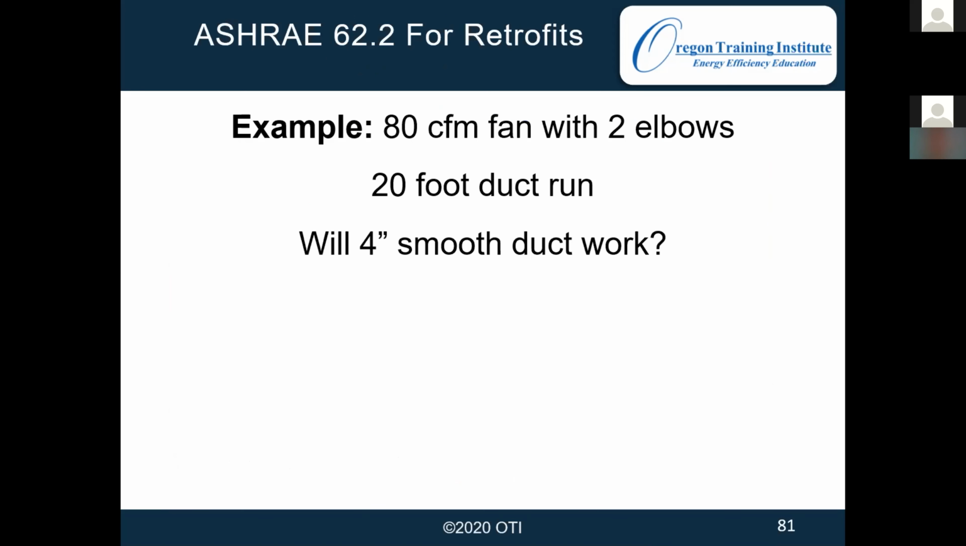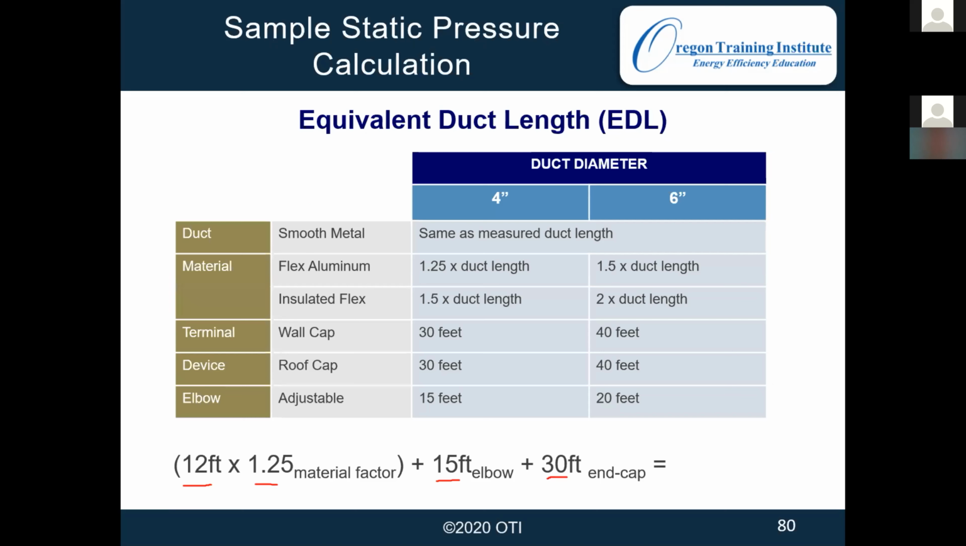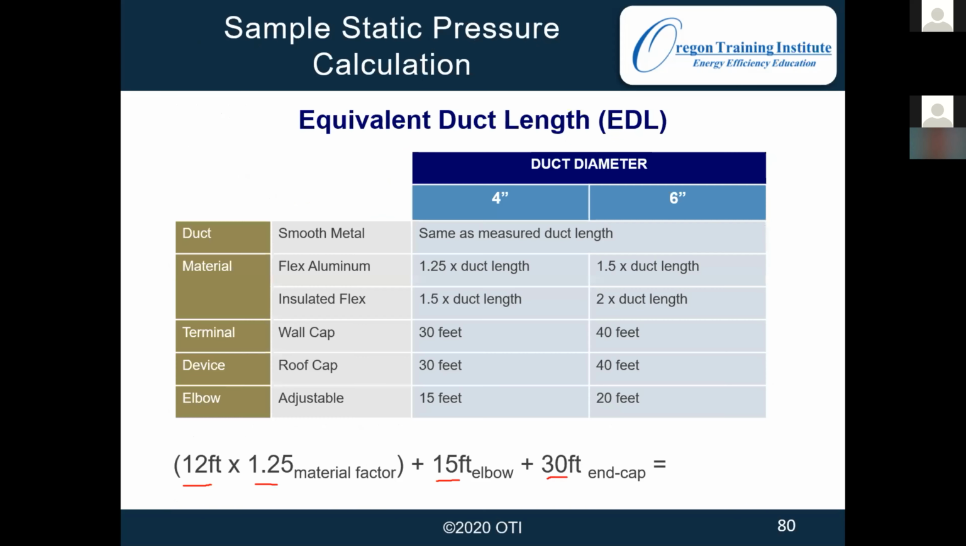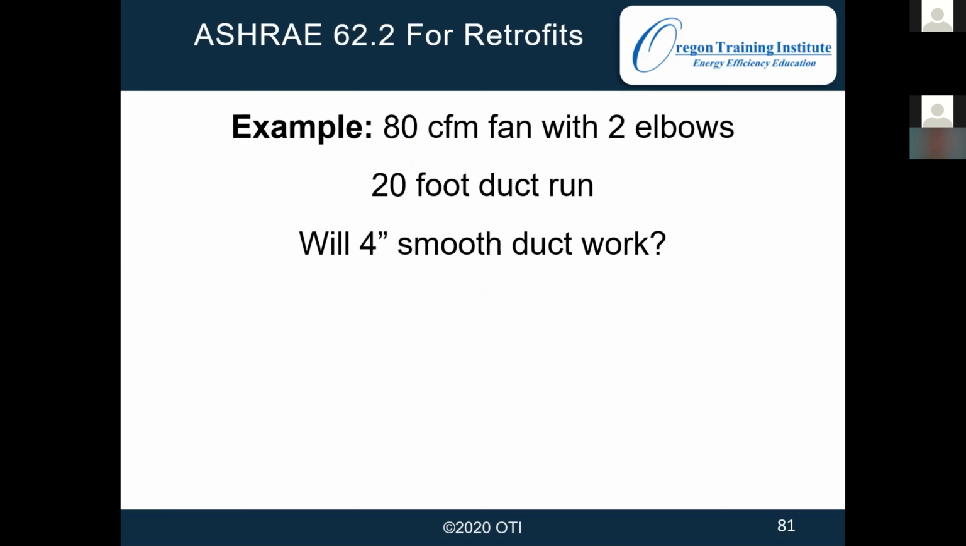So let's look at one more example here. If we have an 80 CFM fan with 2 elbows, and we've got to run 20 feet, can we get away with 4-inch hard duct? So we want to use 4-inch hard duct. That gives us 35 feet. And if we've got to run it 20 feet with 2 elbows and a termination, we're going to be way over.